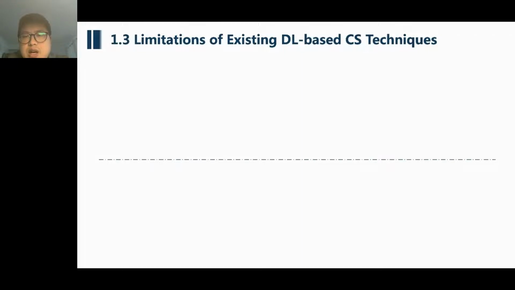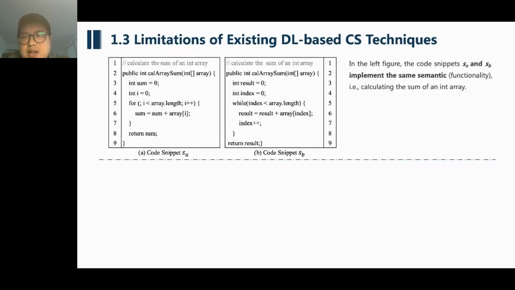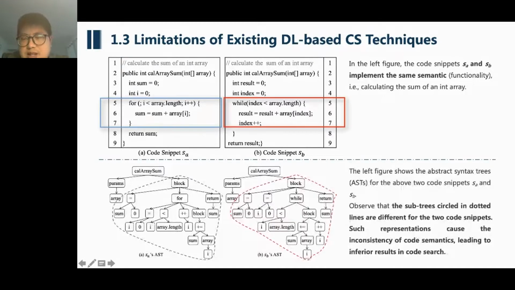For example, the code snippets SA and SB use for and while statements for the same semantics: to loop over all elements in the array and add their values into a variable. However, from the abstract syntax trees, we can observe that the subtrees circled in dotted lines are different for them. Such representations cause inconsistency of code semantics.